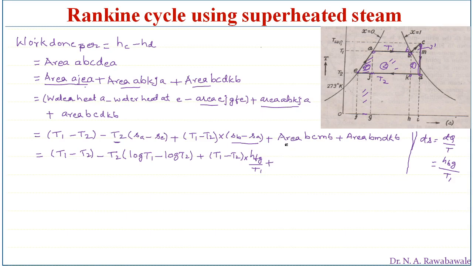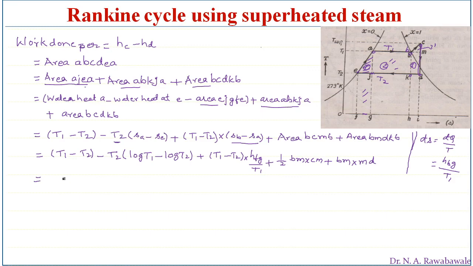Therefore, this SB minus SA, the change in entropy, can be written as HFG divided by T1, plus area BCMB, which is a triangle, half height CM into BM. So that can be written as half BM into CM, plus area BMDKB. So this area is BM into MD, can be written.